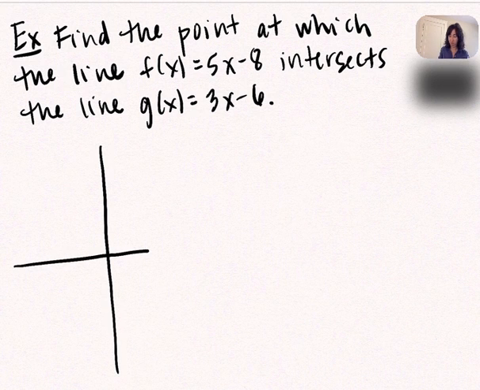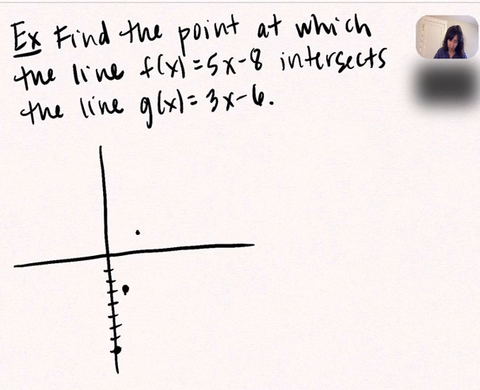We're going to do a really quick graph. We're not going to do this super accurately. The first line f has y-intercept -8 and slope 5. That means it goes through -8. And then we can go up 1, 2, 3, 4, 5 over 1 to get another point. So f looks something like this.